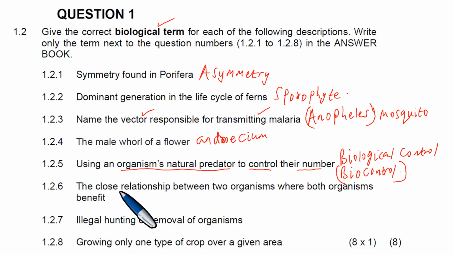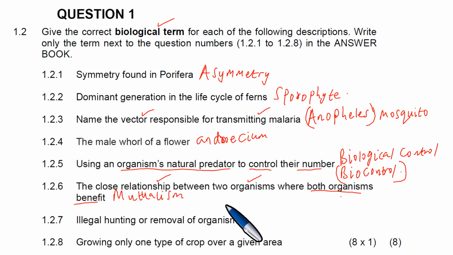Next question. The close relationship between two organisms where both organisms benefit. Okay, this one is easy. We shall be discussing the notion of relationships between two organisms, and we're yet to define all these concepts. But here we're saying both organisms benefit. What do we call this? It's obvious. 1.2.6. There is a mutual relationship and it's called mutualism.